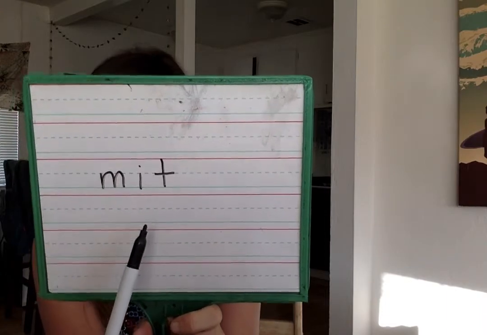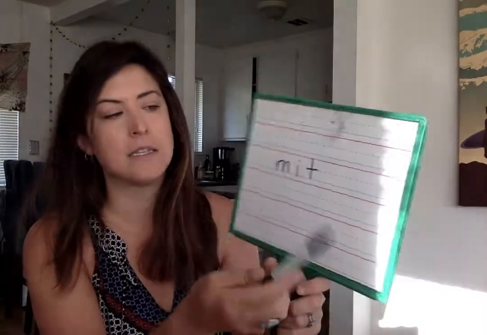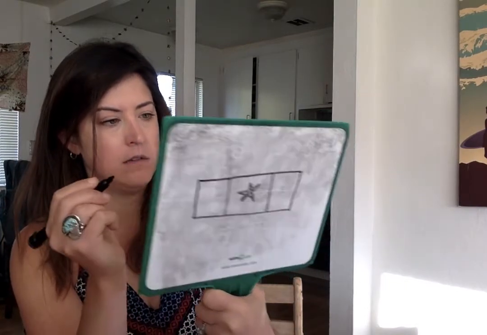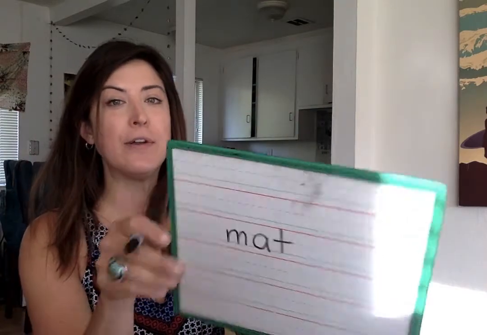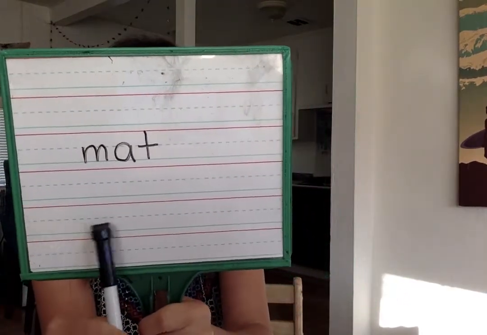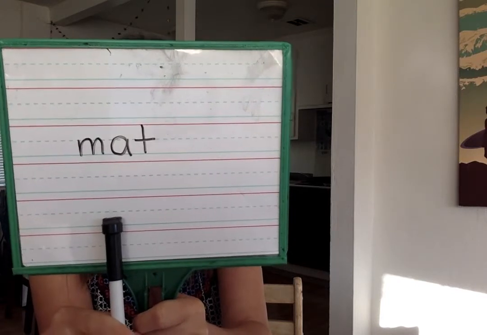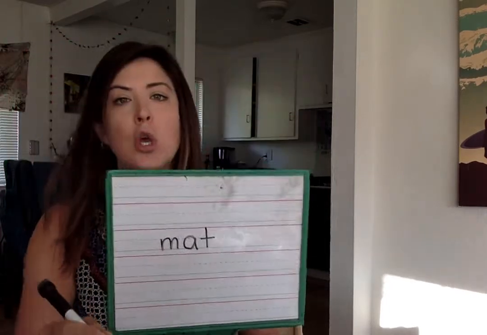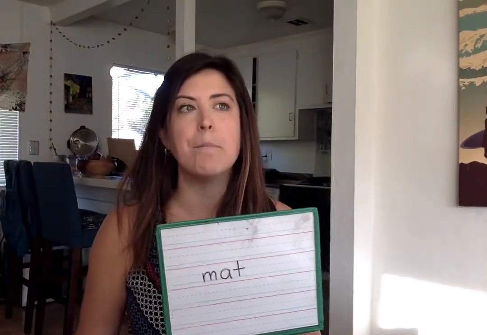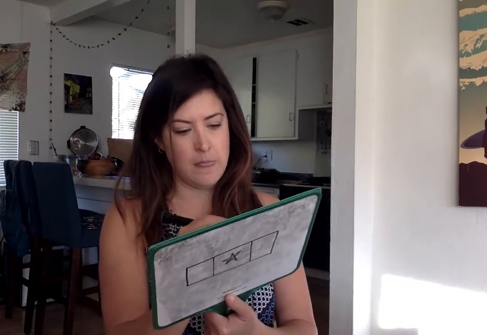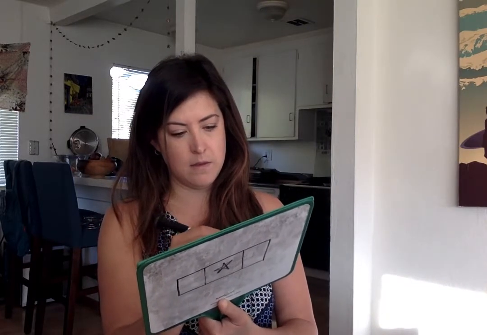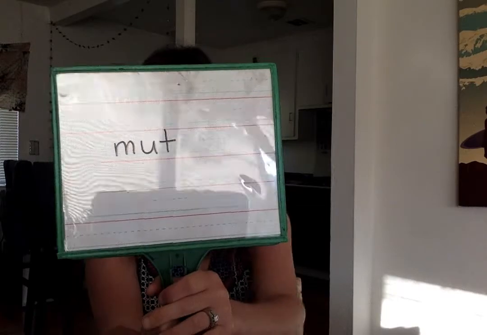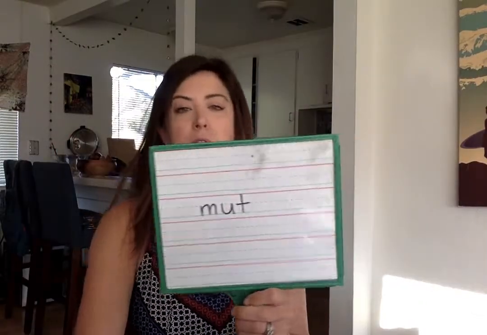Let's change mitt to mat, mat. What should be in the middle now? It should be an A. Good, and then for the last time with this word, let's change mat to mutt, mutt. Mutt has U in the middle. It's kind of fun to just switch around one letter and see what other words you can come up with.